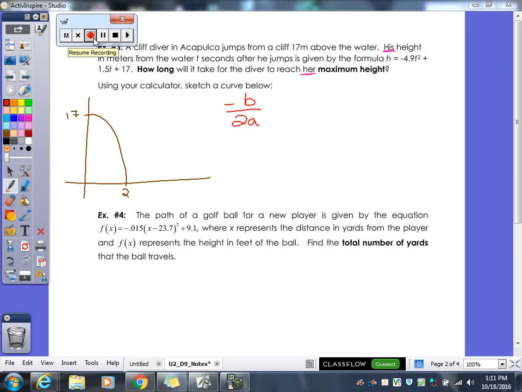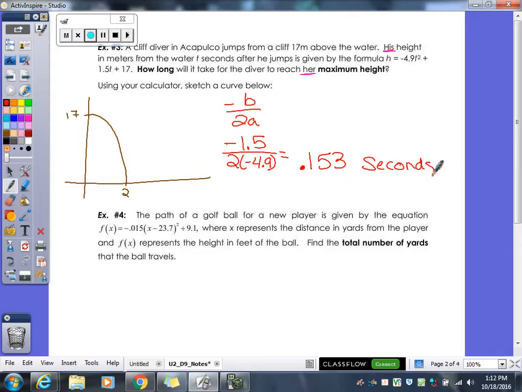You got to do negative b over 2a to find when the diver actually reaches their maximum height. So this would be negative 1.5 over 2 times negative 4.9. It's an ugly decimal. Not a nice number. Let's go 3. So what do we get as our 3 decimals? 0.153 seconds.